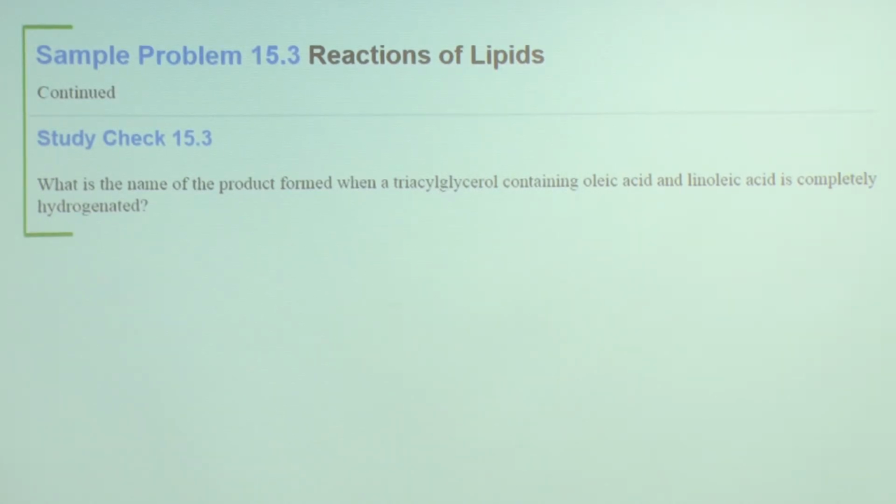So now these are saturated, no unsaturation. So this will result in an 18 carbon fat with no double bond. 18 carbon, no double bond is stearic acid. So when hydrogenation happens for oleic and linoleic, you get stearic acid. Okay.